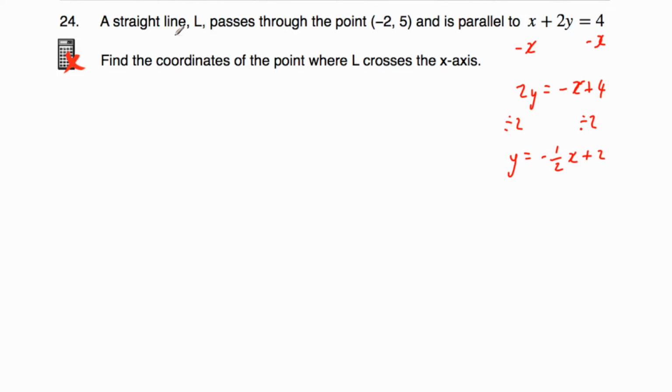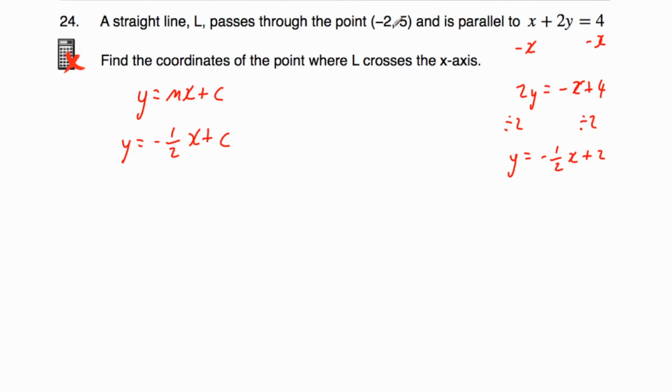So we're trying to find, first of all, the equation of this line L, and then we'll find where it crosses the x-axis later. So let's find the equation of L first of all. So L will be in the format y equals mx plus c. And its gradient was minus a half, so it's y equals minus a half x plus c.